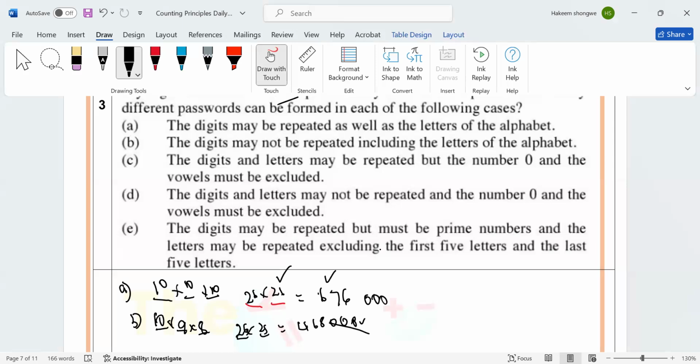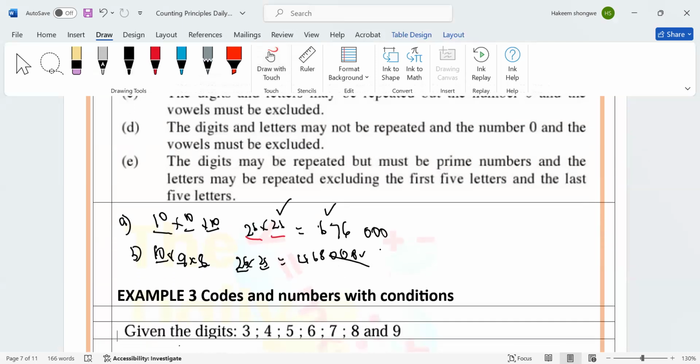Now, they say the digits and the letters may be repeated, but the number 0 and the vowels must be excluded. So how many vowels do we have? 5. They say we can repeat, but we need to exclude certain things. Who are we excluding in this part? 0. So if we exclude 0, how many digits are we going to remain with?